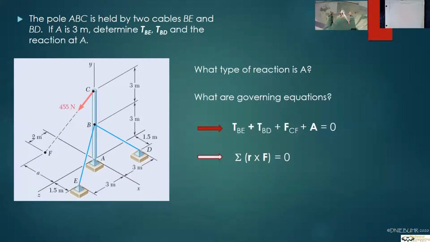So the next step is, and I kind of already said this, what type of reaction is A? It's a ball and socket. What are the governing equations? We know that if you add the tension BE with the tension BD, force at CF, and A, all of those have to equal 0, and they have to equal 0 in the X, the Y, and the Z. We also know that the sum of all moments about any single point also has to be 0.